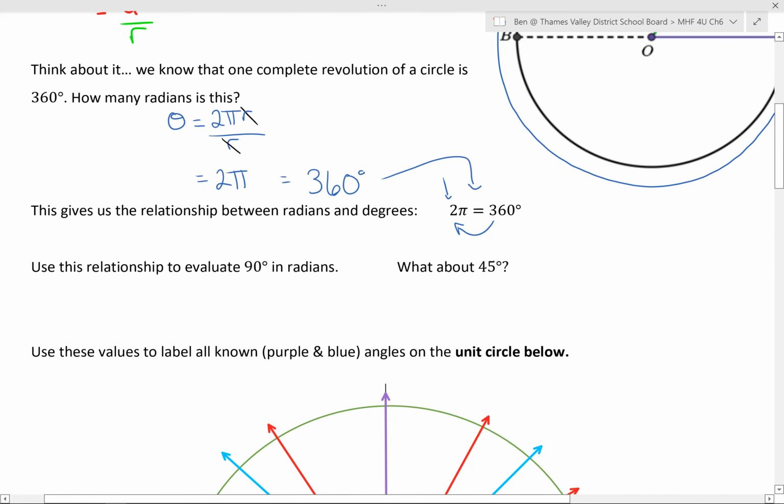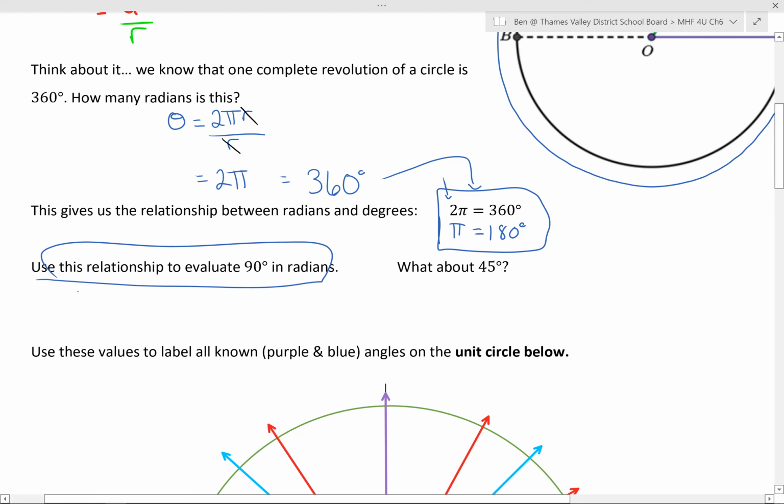All right, so let's say we have this relationship here, and we can try and simplify it a little bit further. If 2 pi radians equals 360 degrees, I could divide both of those by 2 to find that pi radians equals 180 degrees. We can use either of these to convert if we're converting from degrees to radians or radians to degrees. So let's look even further. We'll evaluate this time 90 degrees in radians.